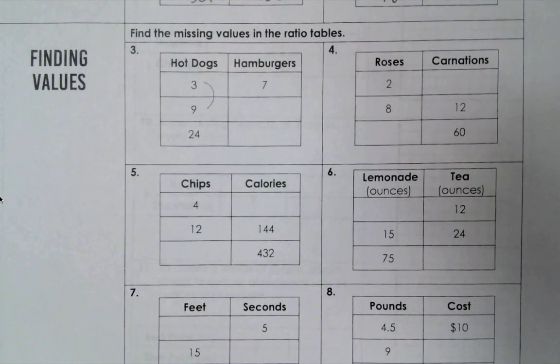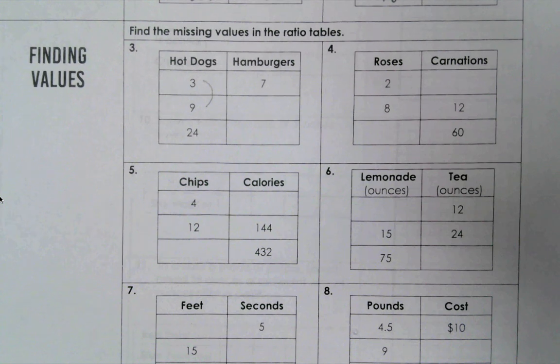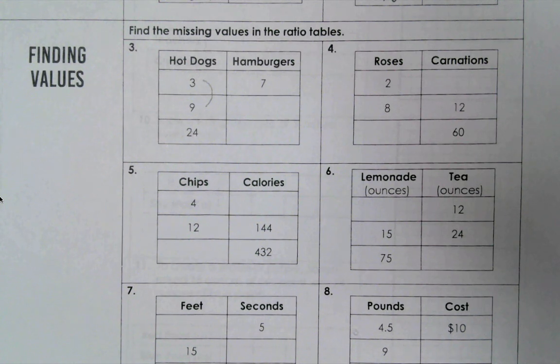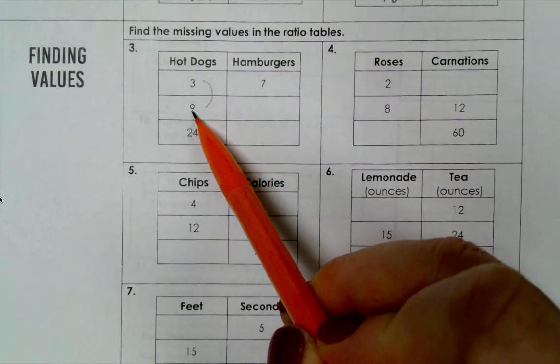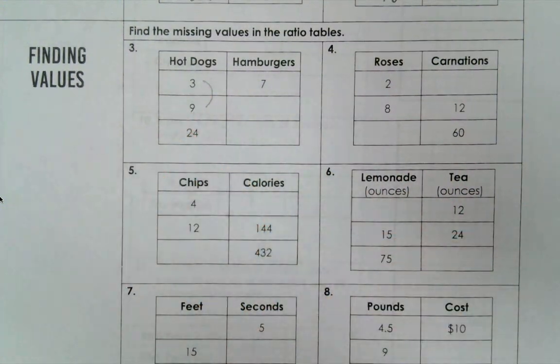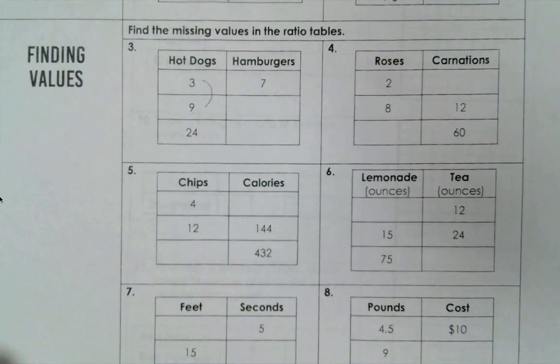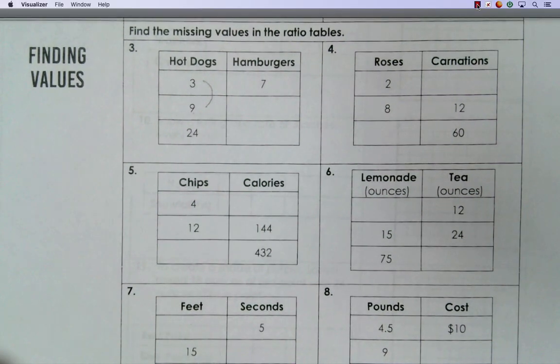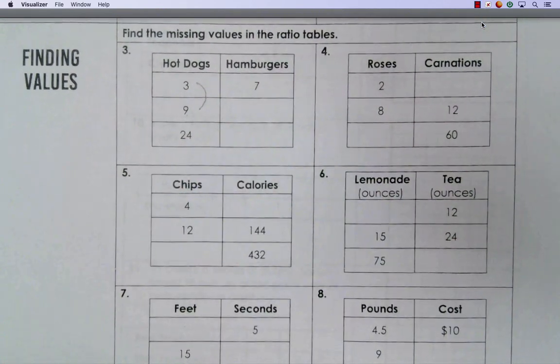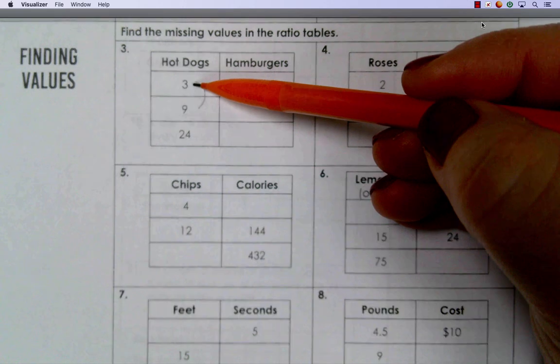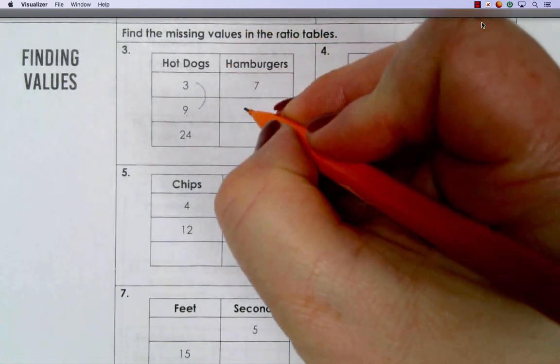What did I scale? Remember, we cannot add or subtract. We are only multiplying or dividing when we scale with ratios. I know that I'm increasing, so I must multiply. And so I know that 9 divided by 3 is 3. So 3 times 3 is 9. So whatever I do to this side, I have to do to this side. So 7 times 3 is 21.